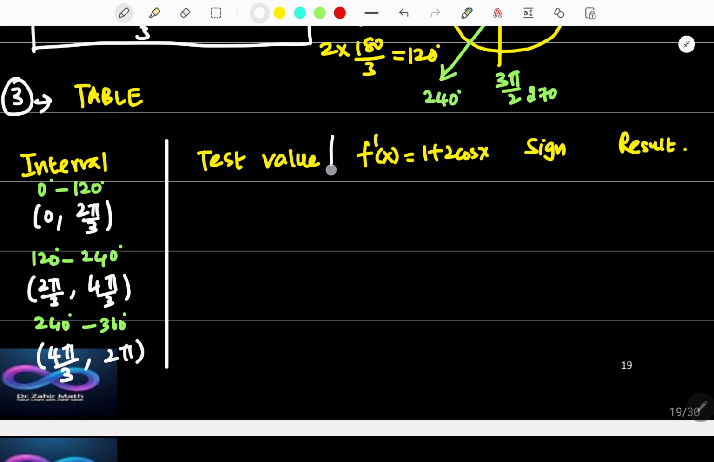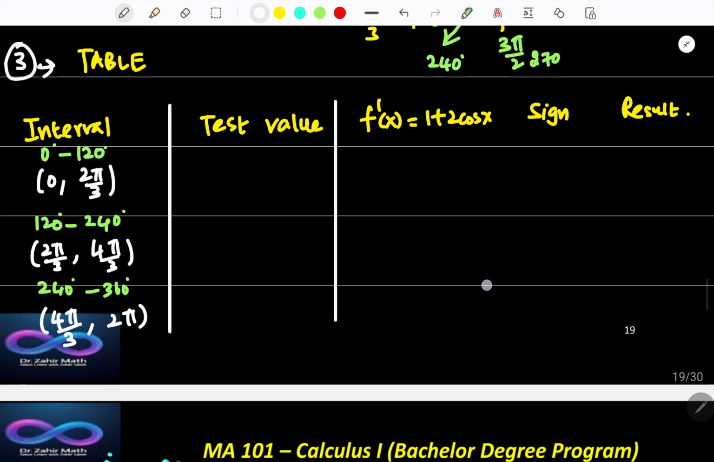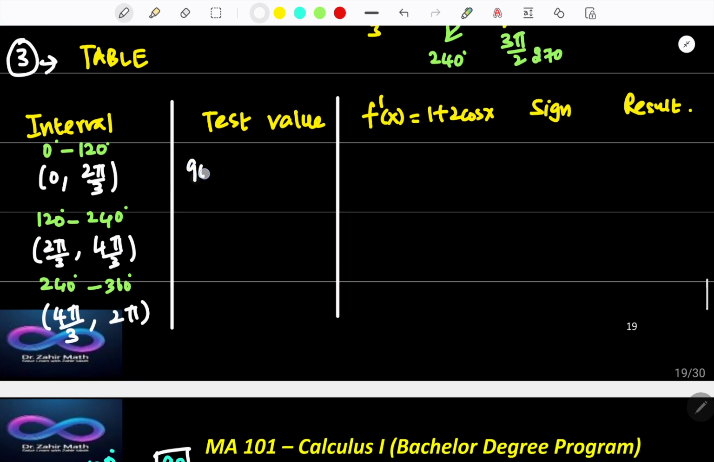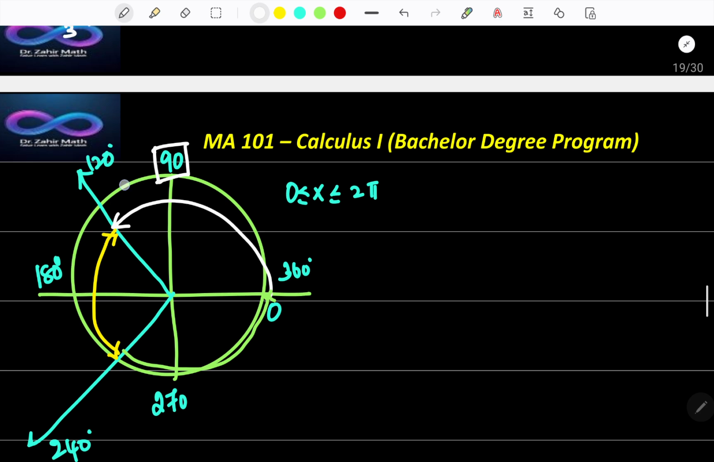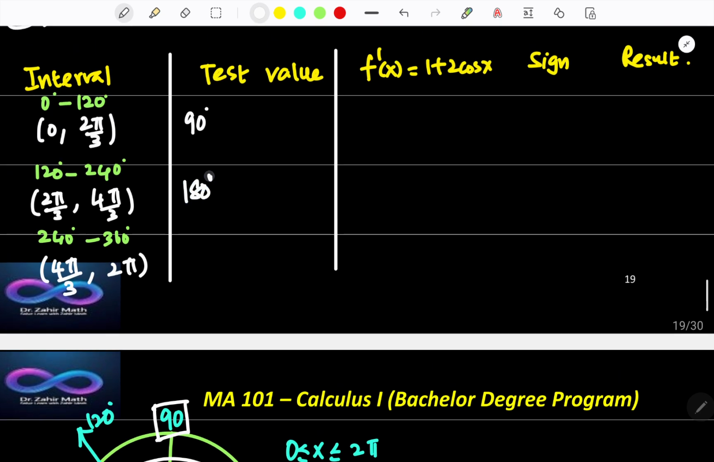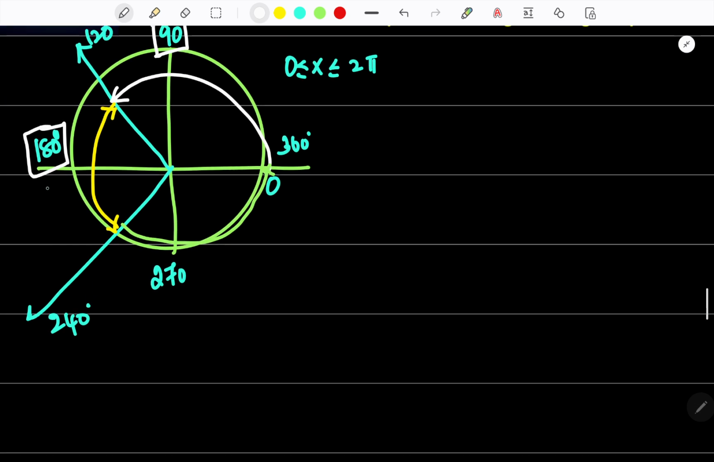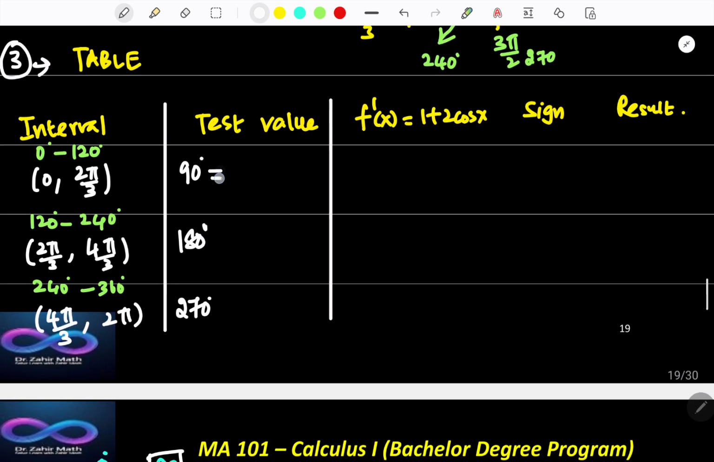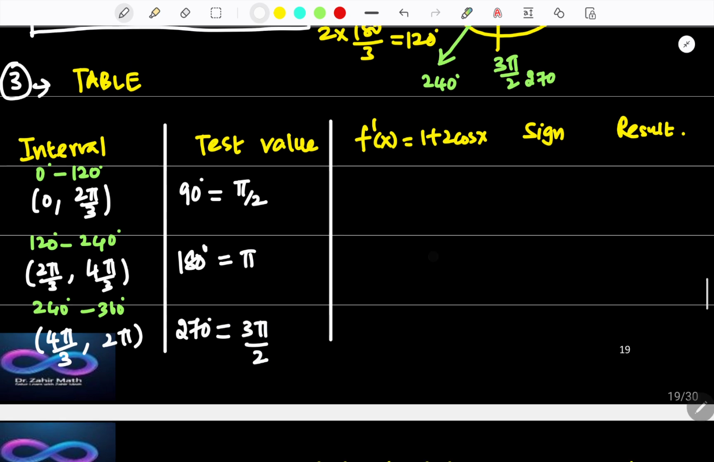So easy. And the test value, you are going to take the easiest value. For 0 to 120, the test value I'm going to take is 90 degrees. From 120 to 240, I take the test value 180. And from 240 to 360, I take the test value 270. Easy values, so the answer will come quickly. 90 is nothing but pi by 2. 180 is nothing but pi. 270 is nothing but 3 pi by 2.